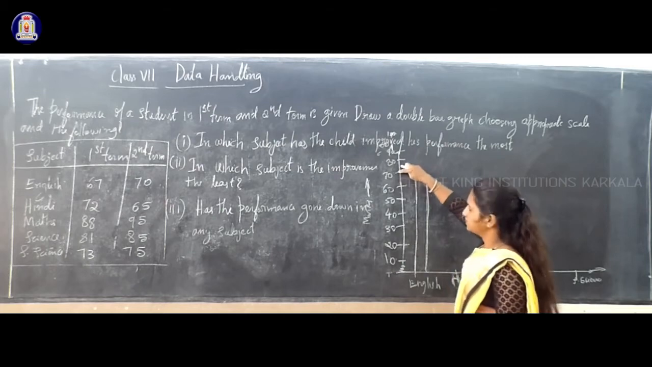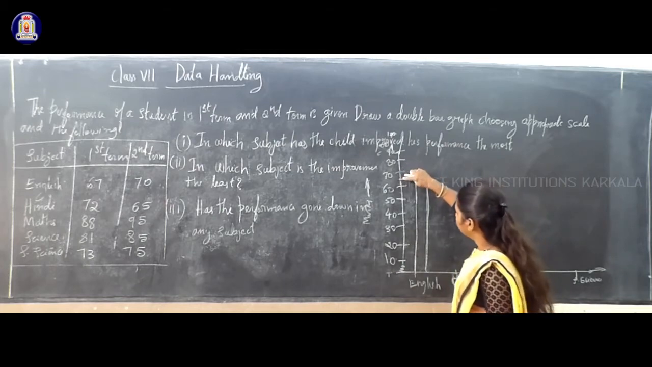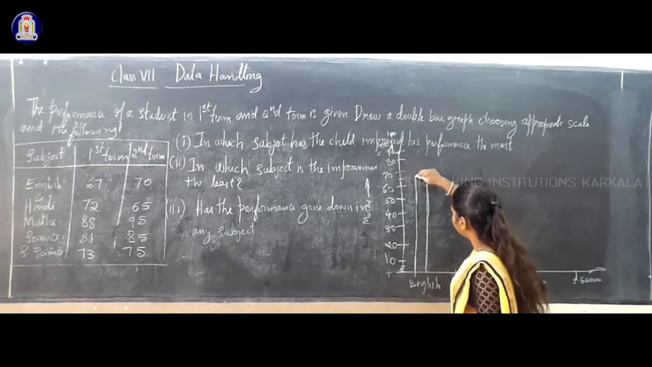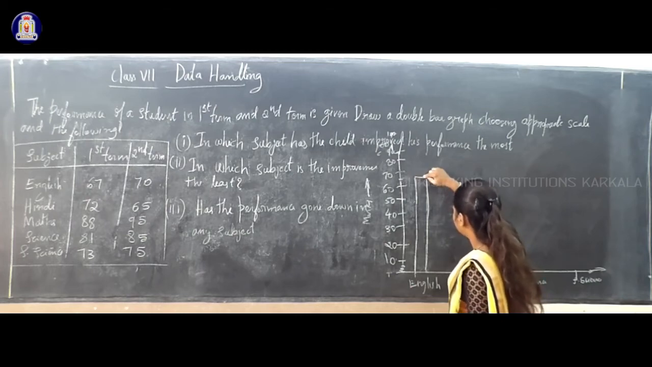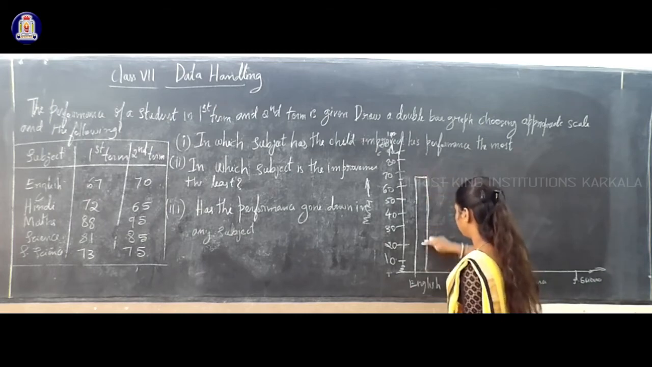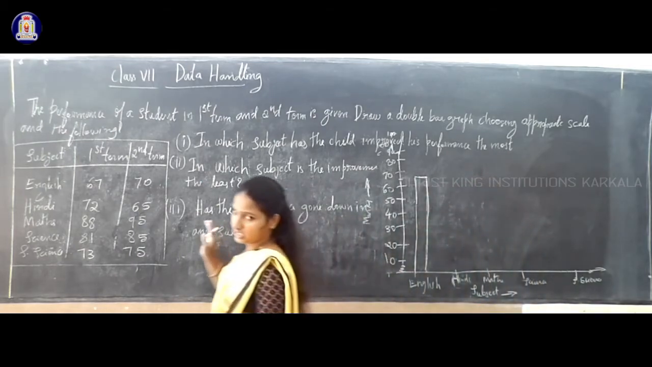67. 60, 70. So 65 is in the middle, like 66 or 67. Okay? So if you measure the scale, you come to know this is 67. So this is the first term marks in English.